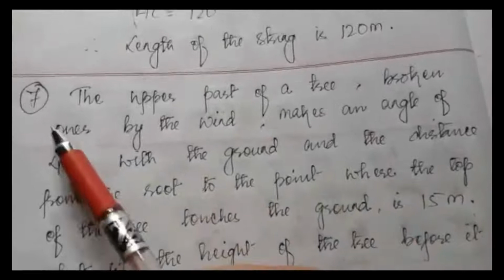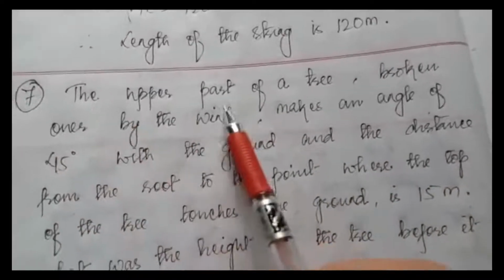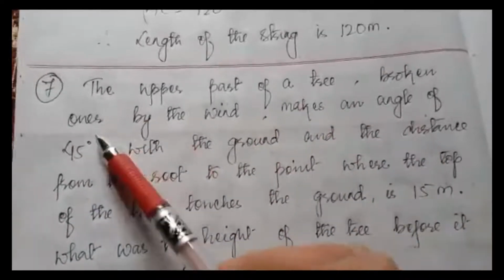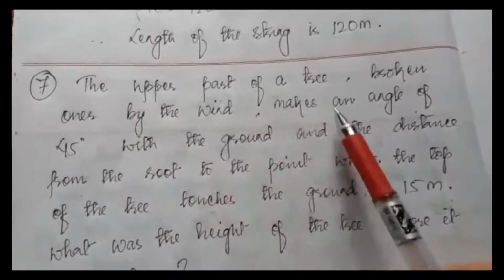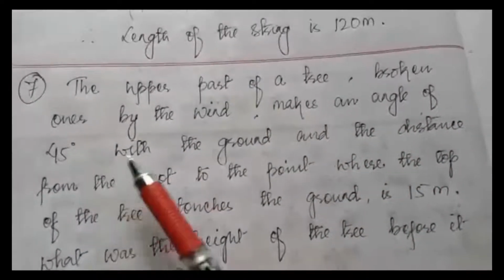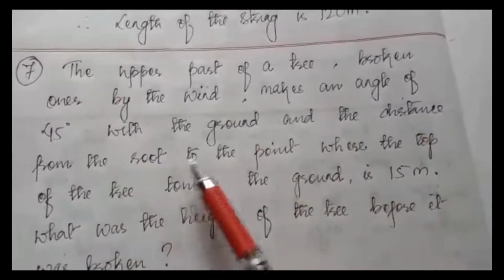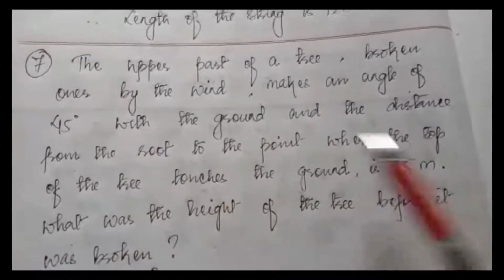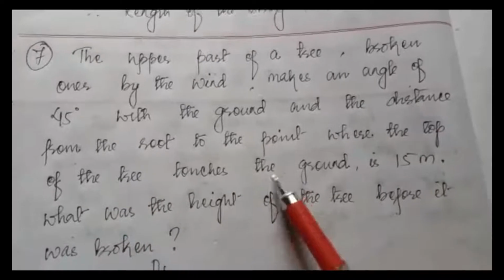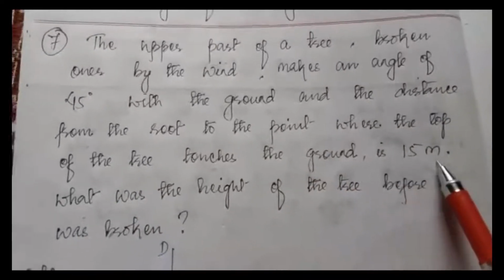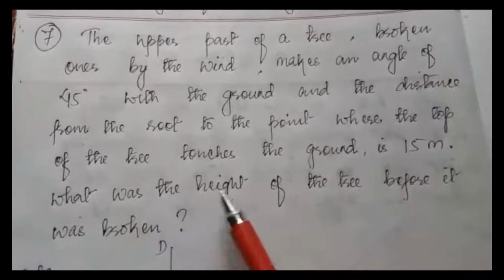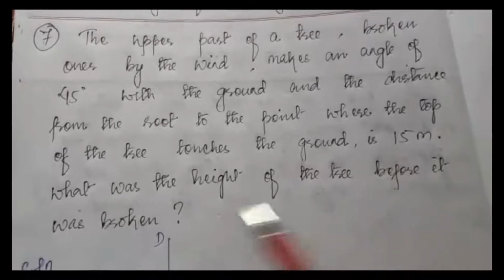Now next, question number 7. The upper part of a tree broken over by the wind makes an angle of 45 degrees with the ground, and the distance from the root to the point where the top of the tree touches the ground is 15 meters. What was the height of the tree before it was broken?